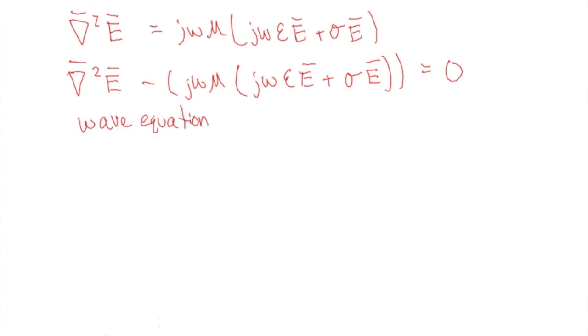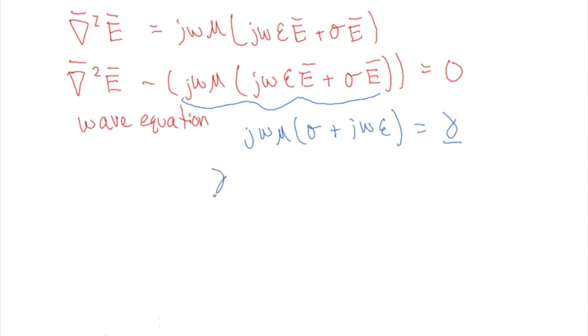With our wave number being in that negative portion right there. So our new wave number is this γ squared, which equals jωμ times (σ plus jωε). And this wave number can be broken up into two parts. Our α plus the imaginary part, which is β.